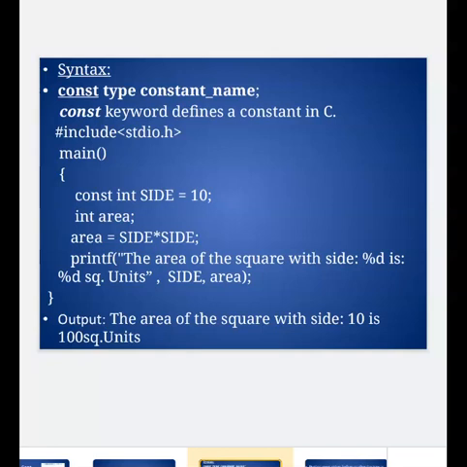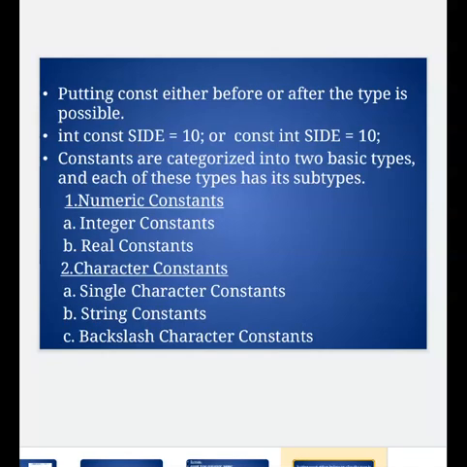And we can put the type either before the keyword const or after the keyword const. Both ways are correct. Constants are categorized into two basic types, numeric constants and character constants, and each of these types has its subtypes. For example, numeric constant has integer constant and real constant, and character constant has single character constant, string constant, and backslash constant.